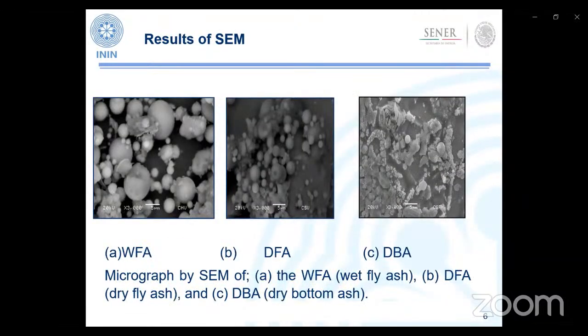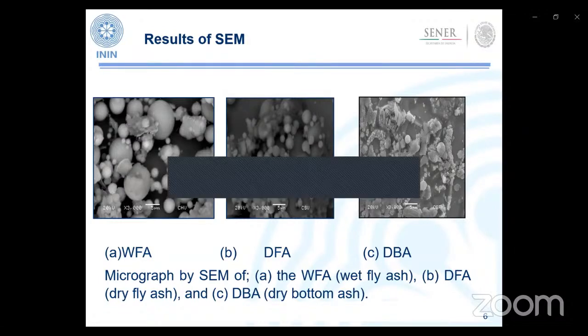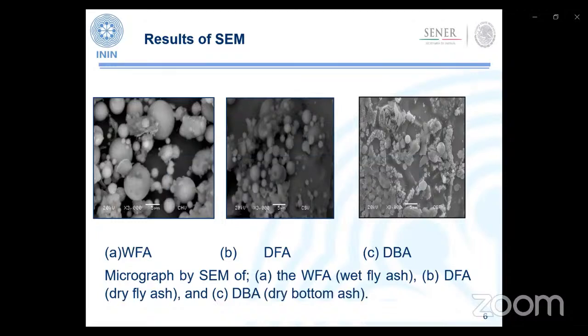The micrographs of the scanning electron microscopy were taken with equipment adjusted at 20 kilovolts, amplification X3000, and the reference line is 5 micrometers. Through scanning electron microscopy, the particle size is homogeneous, of the order of 5 micrometers, with a homogeneous and crystalline surface.